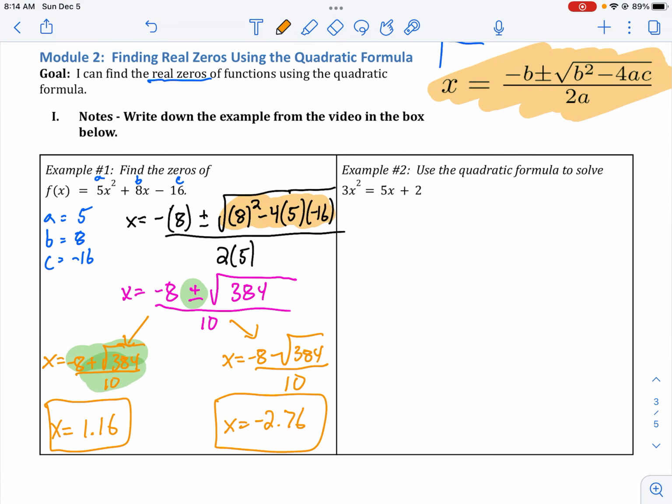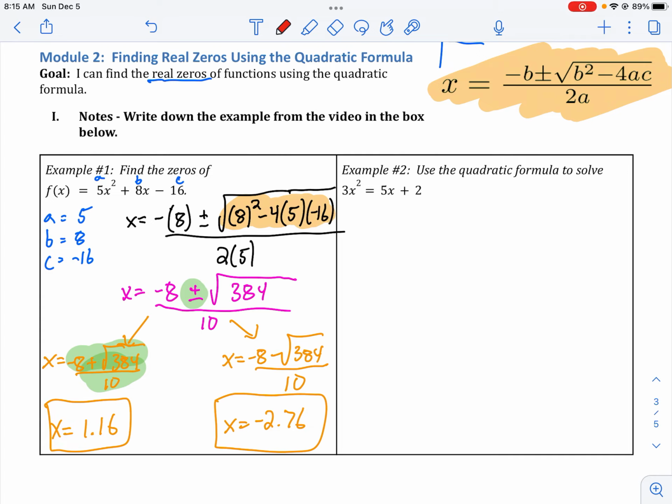All right, let's do another one. Example number 2, a little bit different here. It says use the quadratic formula to solve 3x squared equals 5x plus 2. Okay? So one thing we have to do, and this is a place where a lot of students make mistakes or just forget to do this, we need this to be equal to 0 before we can use our formula, meaning I've got to move all the terms to the same side.